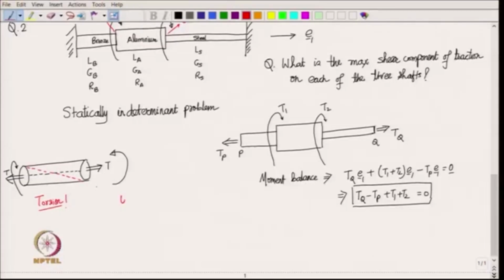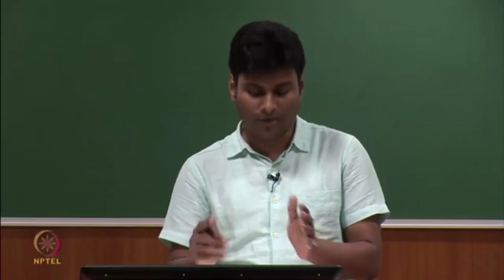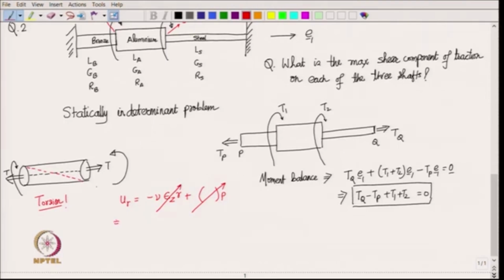And you can recall when we are solving for the displacements ur, u theta and uz, then ur turned out to be minus nu times epsilon z into r, plus it had something into pressure P, correct, but here we have no pressure. So, this term is not there, and we also have no epsilon z. You see it is clamped between the two ends. So, there is no epsilon z. So, this is also not there. So, here ur is basically 0. So, what we find is that torsion alone does not generate any radial displacement.